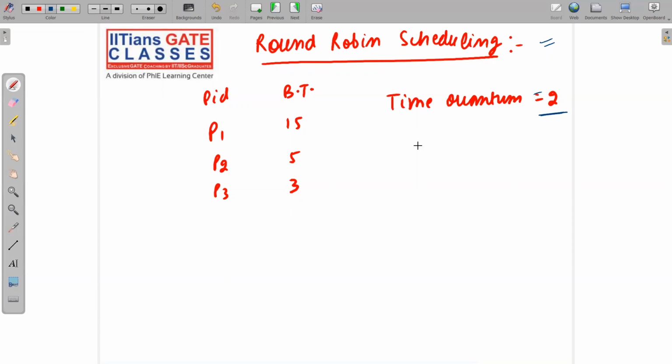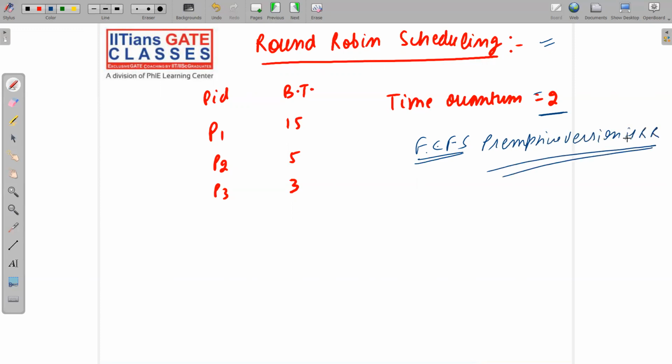So it is just like first come first serve only. We have studied FCFS. The preemptive version of FCFS is round robin scheduling. RR means round robin. So why am I calling it preemptive? Because I told you the CPU will be snatched. As soon as you say the CPU has been snatched, it is immediately preemptive.